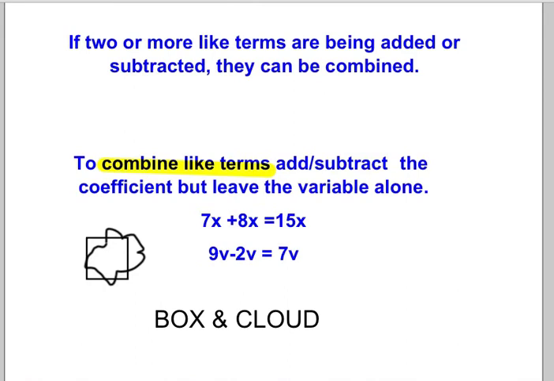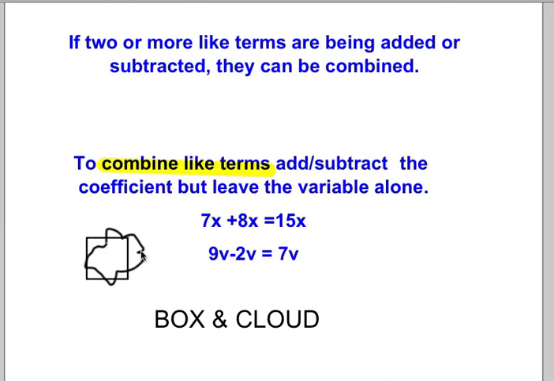Now that we understand what like terms are, we're ready to combine like terms. When you have two or more like terms in an expression or an equation, you can combine like terms by adding or subtracting the coefficients and leaving the variable alone. I call this method the box and cloud method.